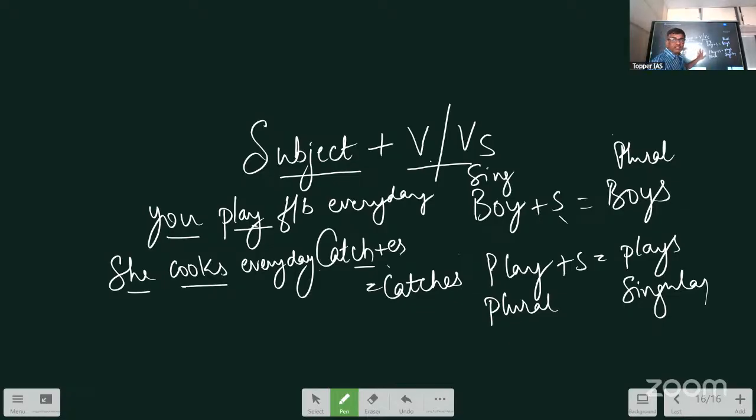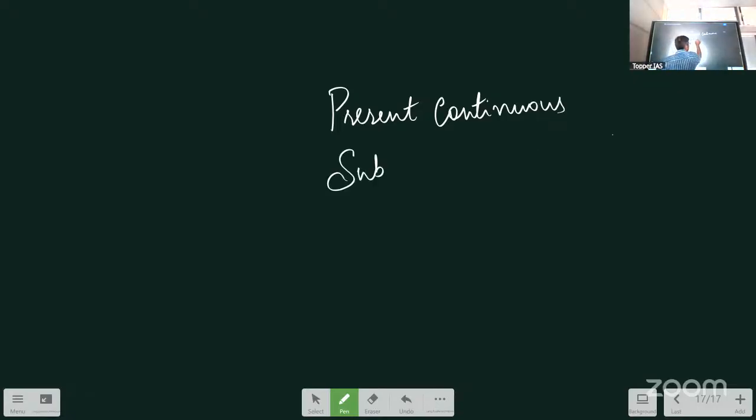So this is about simple present. So shall we move on to present continuous? So what do you mean by continuous? Let's write the first structure. Subject plus verb in the ing form. Sorry, something needs to be added in the middle. Plus helping verb plus V-ing.